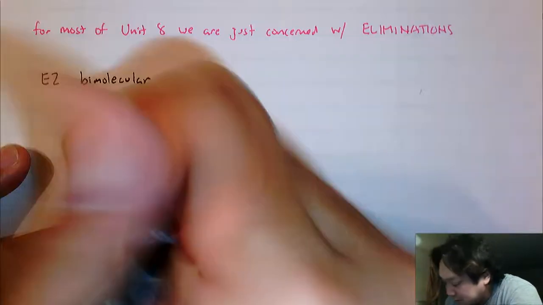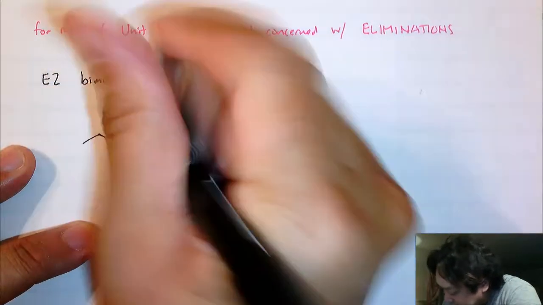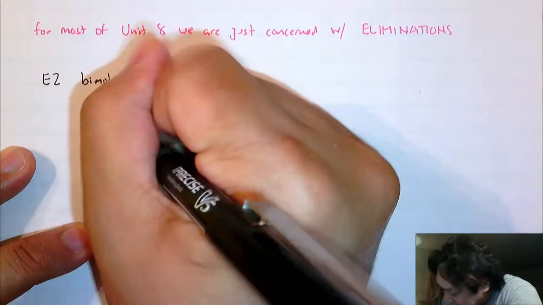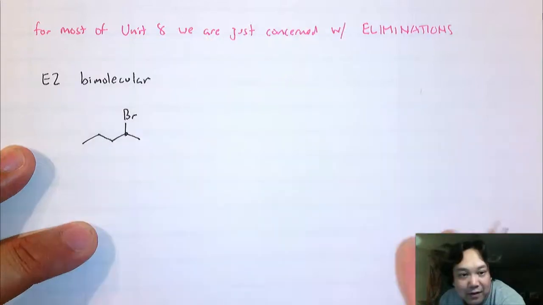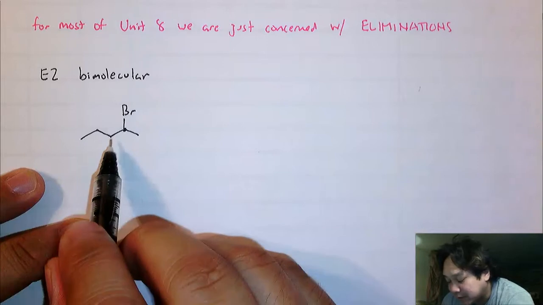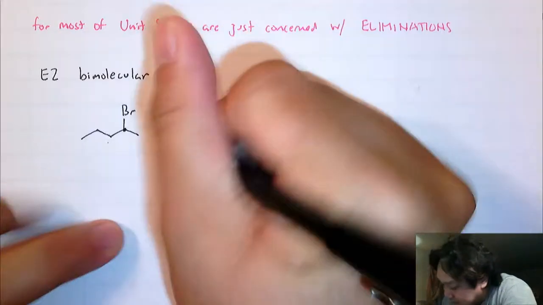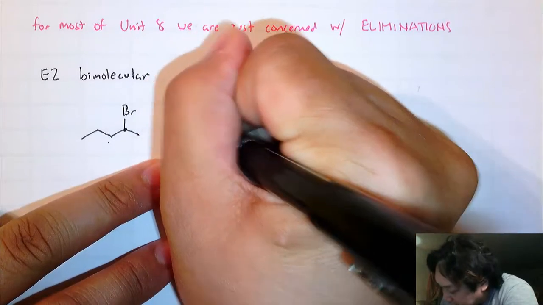But let me show you this one. Okay, this molecule here. Alright. You notice that this molecule has two beta carbons, one on the left, one on the right. We're going to use a strong base, and another strong base could be NaOEt.